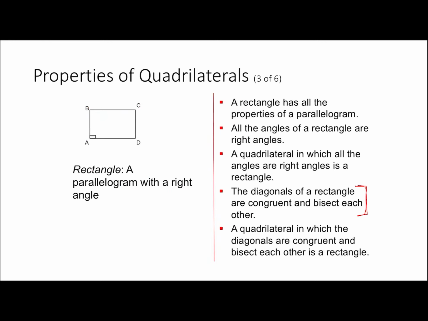So here's what we want to do in example number 7. We want to prove that a quadrilateral, so a 4-sided figure, in which diagonals are congruent and bisect each other, is a rectangle.